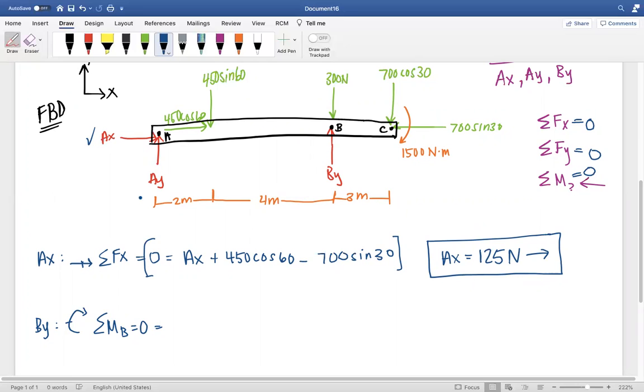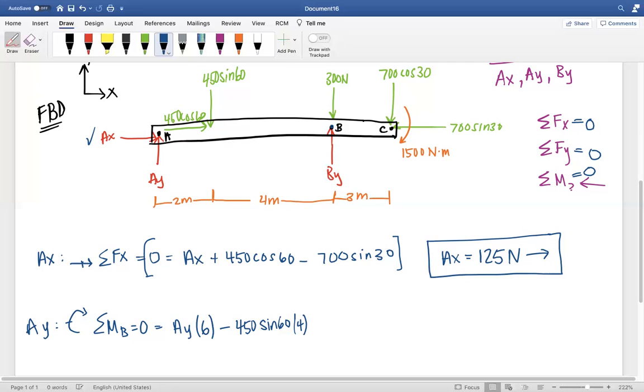So looking from left to right, AY points up. If I pin it at B, it pointing up would want to rotate clockwise. So it's positive because I called clockwise positive. So AY times, oh, I goofed over here. That's supposed to be an AY. And you'll see why in a second. So AY times 2 plus 4, so 6. And then 450 sine 60 is pointing down. If it's pinned at B, that'll make it want to rotate counterclockwise, which is opposite my convention, so I'm going to leave it negative. And that one's only 4 meters away, so it's times 4.